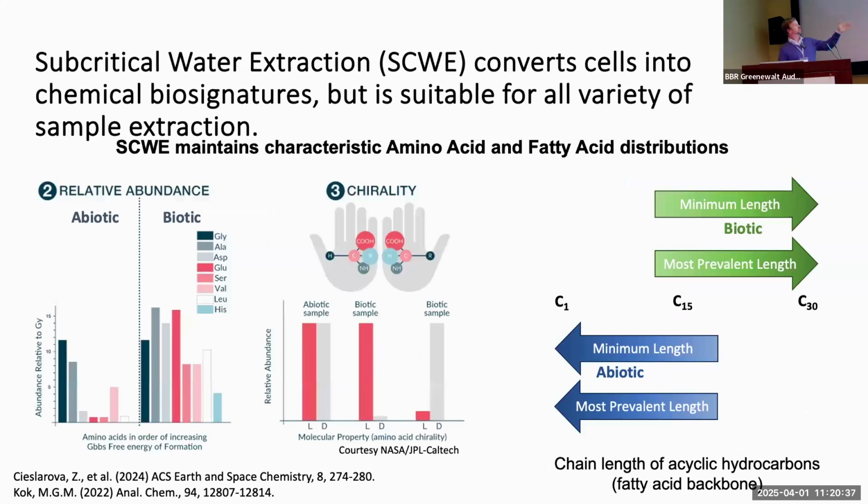So important things about SQUEE, we've done a lot of work to say, look, we can preserve these critical distributions that we want to, because you can imagine, when you make a soup, it's kind of a heavy hammer approach. What you don't want to do is lose that specific distribution of amino acids or of chain length in your fatty acids. And I don't have time, but trust me, you can preserve that by doing it for the correct temperatures and times.